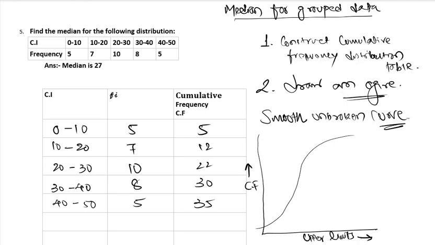When we found median for raw data, the method was different. When we found median for tabulated data, the method was different. And when we are finding median for grouped data, we are now looking at the third method, that is by drawing an ogive. First is to construct a cumulative frequency distribution table. The second one is to draw an ogive. Okay, let's draw one ogive and understand.